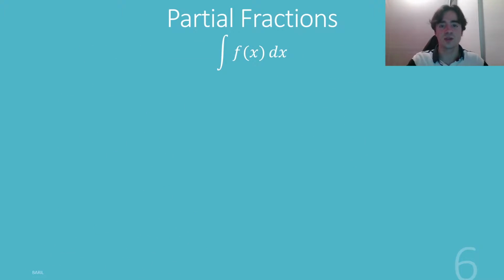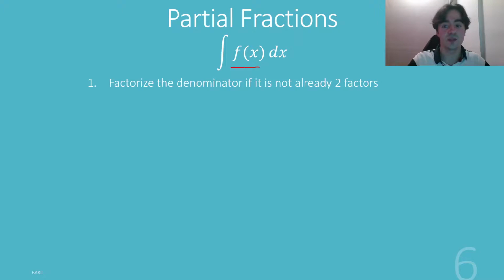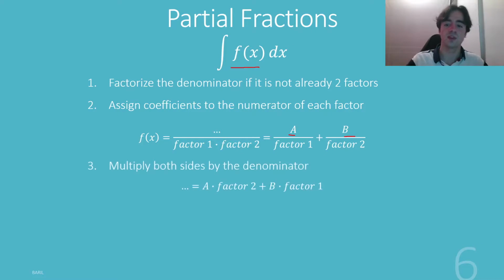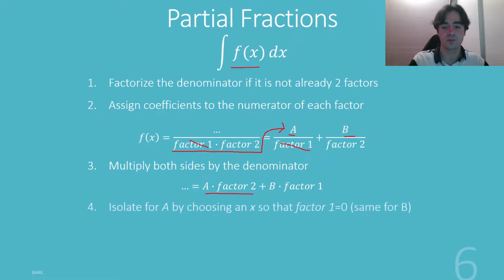Partial fractions deal with an f of x that has two factors on its denominator. So if it hasn't already been done, we need to factorize the denominator into two factors. Then we assign coefficients, a and b, to each of these factors. We multiply both sides by the denominator. So factor 1 times factor 2, if we multiply with a, factor 1 will cancel out, so we're left with a times factor 2. We do the same for b.